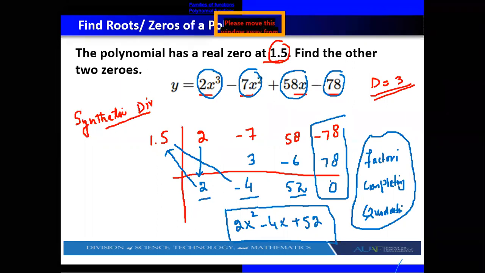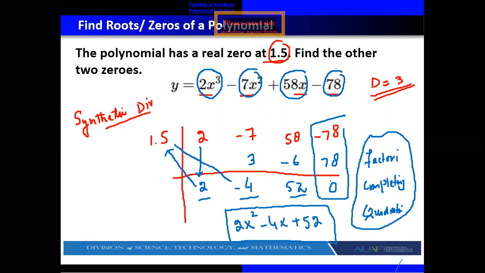Where do we use synthetic division? When we need to find the roots of a function but we only know one root. With the help of one root, we can simplify that function and find the other roots. You can see here it was degree 3, and with the help of common factors it's not possible to solve this question. So we take the one root and convert degree 3 into second degree, which you can solve with factorization, completing the square and the quadratic formula.